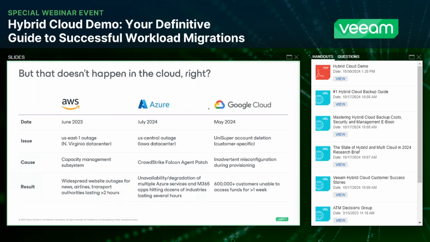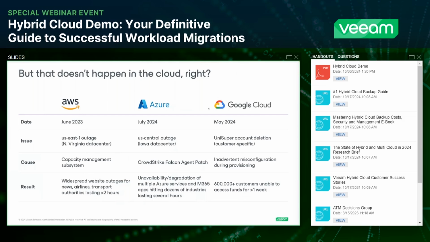Maybe the one that stands out for a lot of us and is very fresh in memory, is very wide reaching, was in July 2024 on Azure. There was a US central data center outage, right? So that's the one in Iowa. And that was caused by the CrowdStrike Falcon Agent patch. And I think everyone here was impacted by this to some degree. I certainly was. My insurance organization was built on this, and I was in the throes of making a claim, and that brought that claim to a screeching halt.